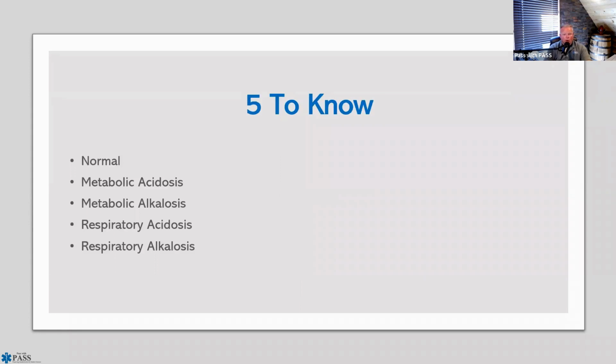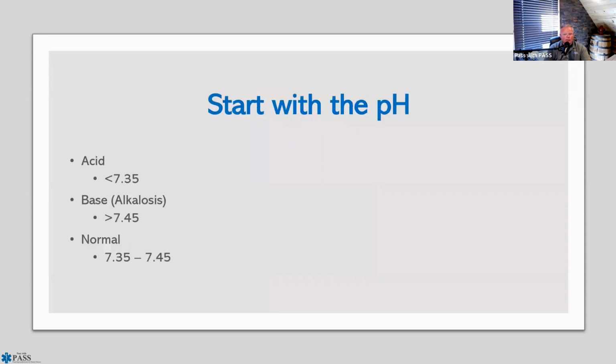There are only 5 to know. We know normal, okay? Normal is going to be between 7.35 and 7.45. You're going to have a CO2 of between 35 and 45, and you're going to have a bicarb of between 22 and 26. So normal is pretty much taken care of and should be easy enough to understand. The other four are the ones that might trick you up a little bit. So we're going to take a look at all 5 of these here in just a minute.